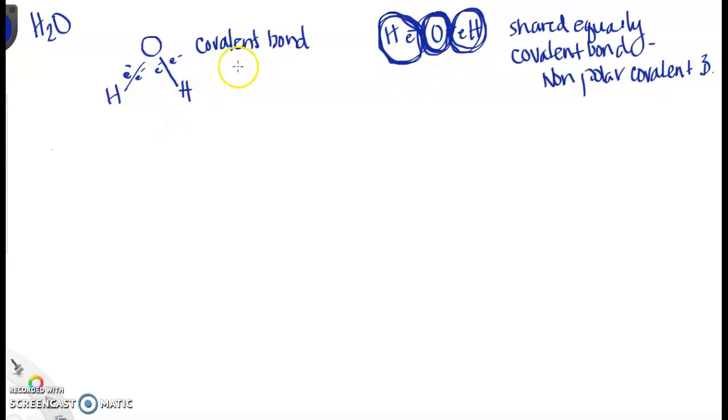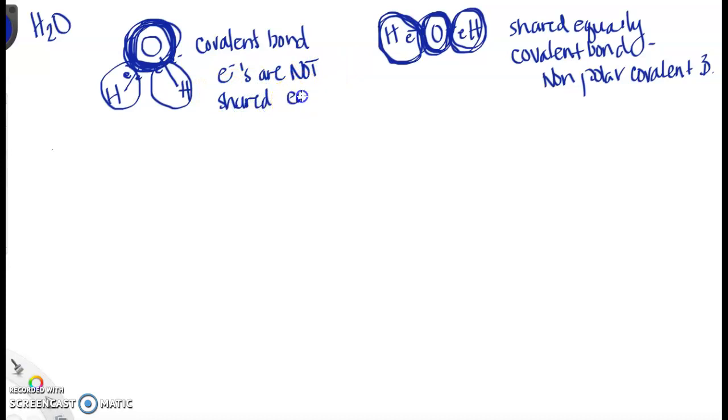Well, water isn't like that. Water does not share its electrons equally. In fact, oxygen pigs those electrons most of the time. So the electrons spend most of their time up here and only a little bit over there. All right, so the electrons are not shared equally here. And this creates a polar covalent bond.